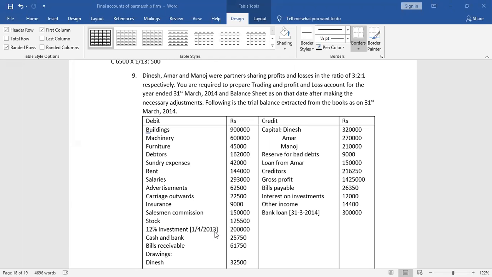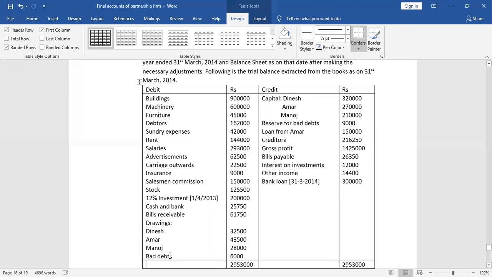The investment is dated 1/4/2013, that is the first day of the year, because the year is ending on 31st March 2014. So this investment is done on 1st April 2013, so full year interest has to be received. Cash bank balance, bills receivable, drawing is given, and then bad debts is given. Bad debts will come in profit and loss.